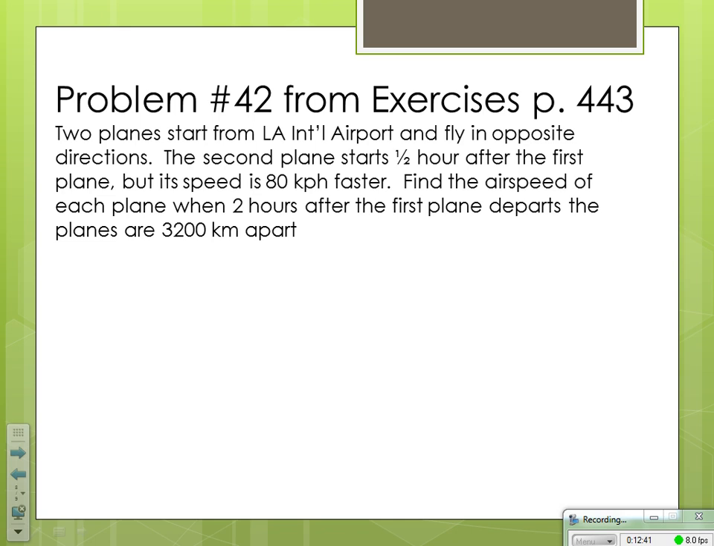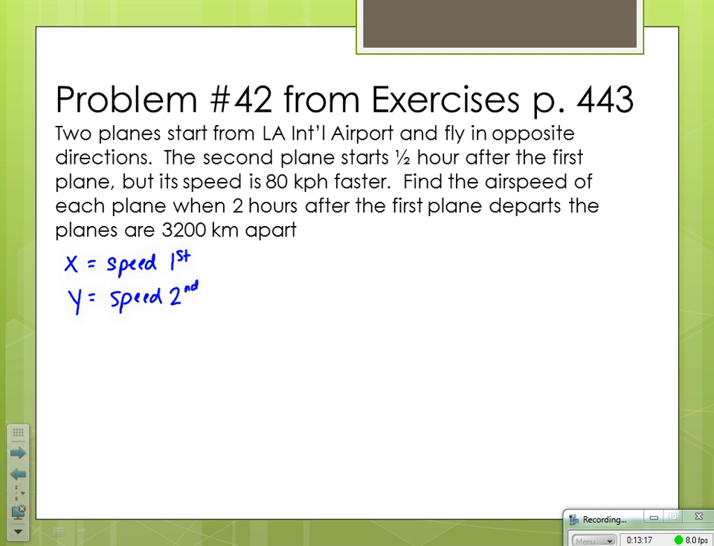Okay, so we have 2 planes. We have different speeds. Okay, and we have some distance that we're going to cover. All right, so there are a couple of things that we don't know. We don't know how fast either of them are going. So we have 2 variables. Let's let x be the speed of the first plane. And then I'm just going to let y be the speed of the second plane.